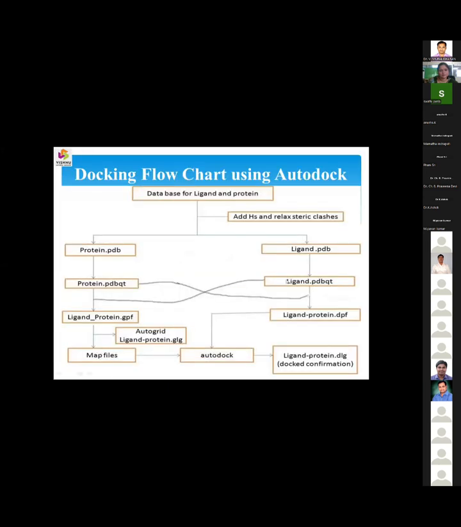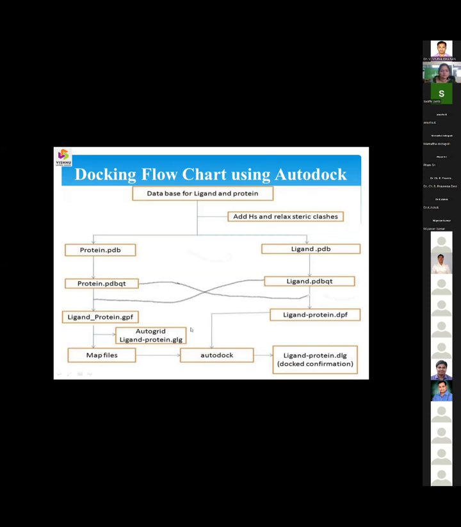After getting the ligand PDBQT and protein PDBQT, we have to generate the grid formatting, that is the ligand protein GPF, the grid parameter file. After generating the grid parameter file, we allow it for the AutoGrid ligand protein GLG, the grid log generator file. These are different files we can generate using AutoDock, by giving different commands to the software.